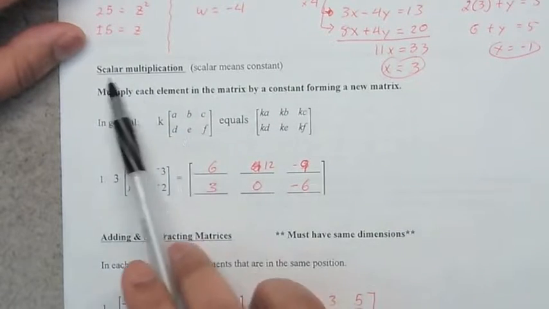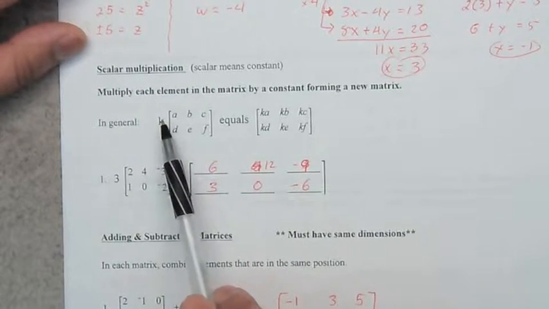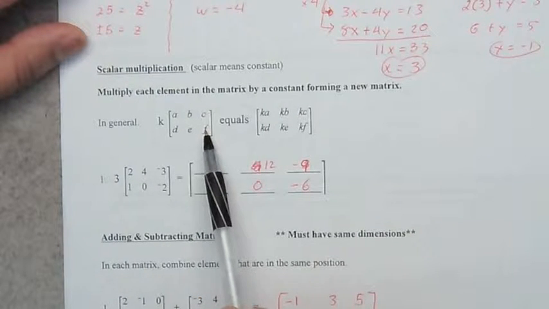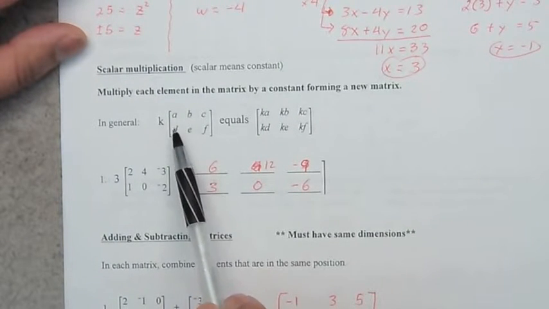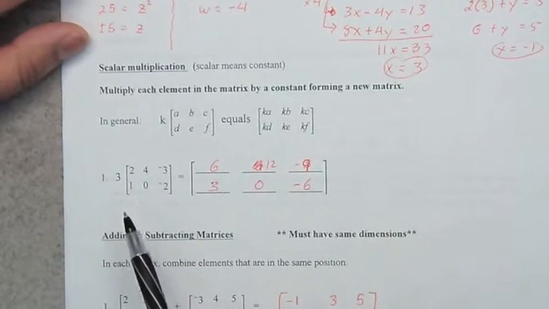Okay, over here, scalar multiplication. Scalar multiplication is pretty easy. You take a number which is on the outside of the matrix and multiply it to every element inside the matrix. So I'm going to take this k and multiply it to a, b, c, d, e, f. Things like this. A better example is right here.